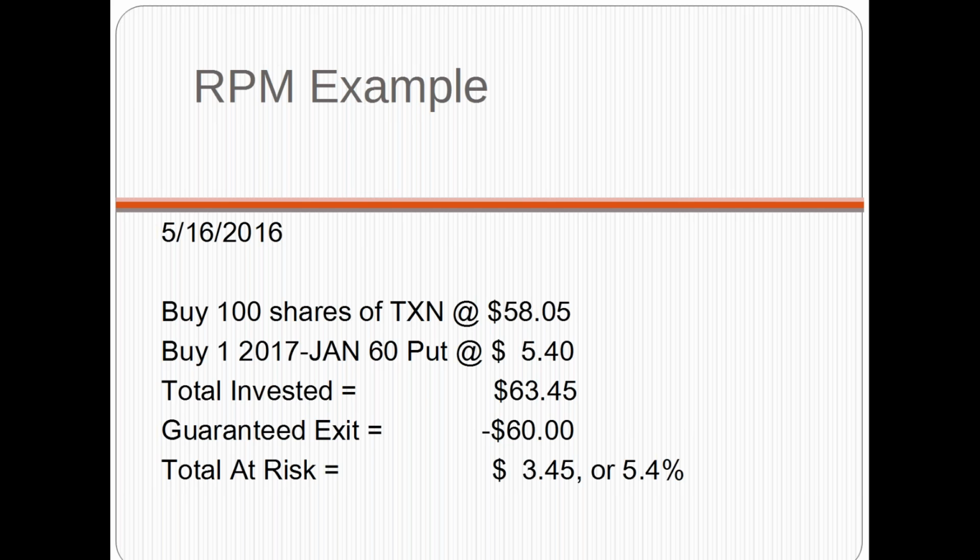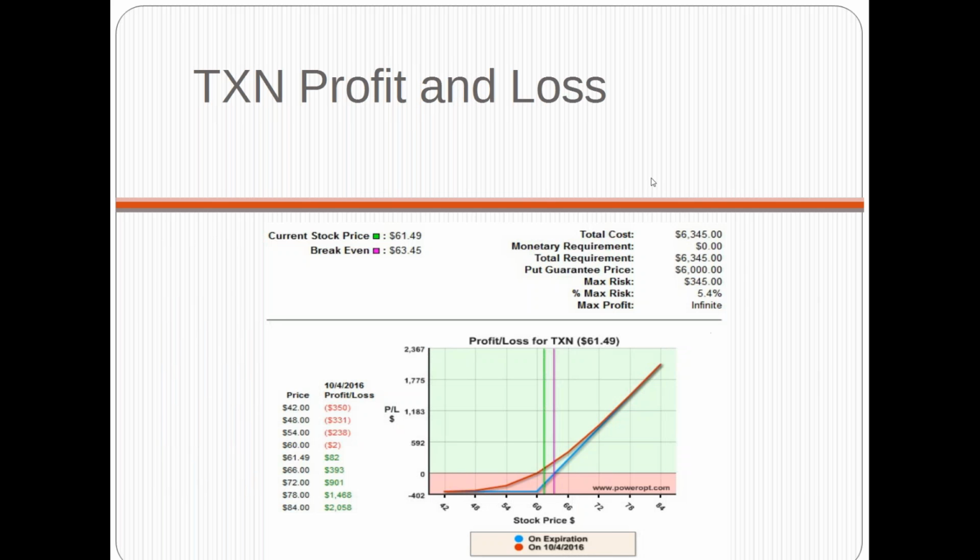But remember, purchasing the put guarantees that even if Texas Instruments fell to $1 per share, I'm guaranteed to get $60 back. I can force someone to buy my shares of stock at 60. That's the right I have by purchasing the put. So in the worst case scenario, I'm only risking $3.45, $345 per 100 shares, or 5.4% of what I invested in the position.